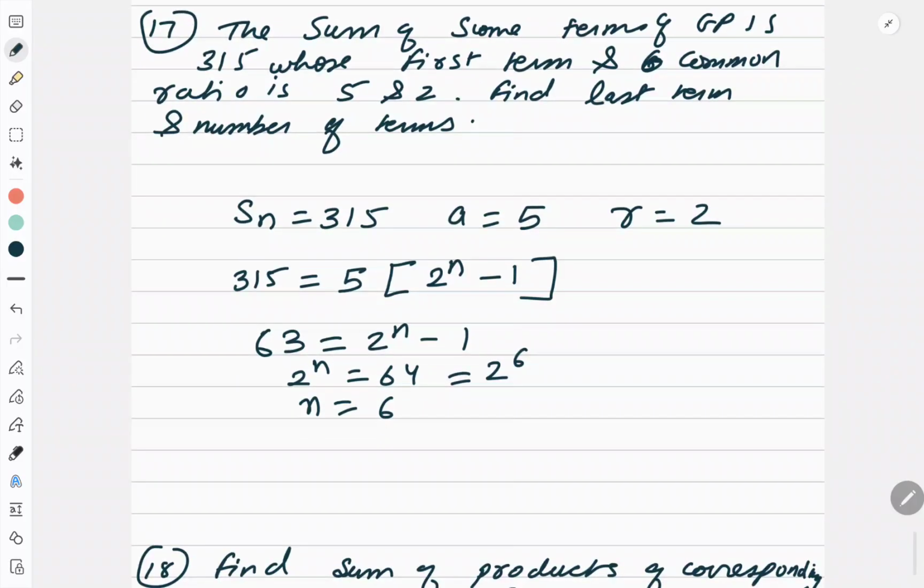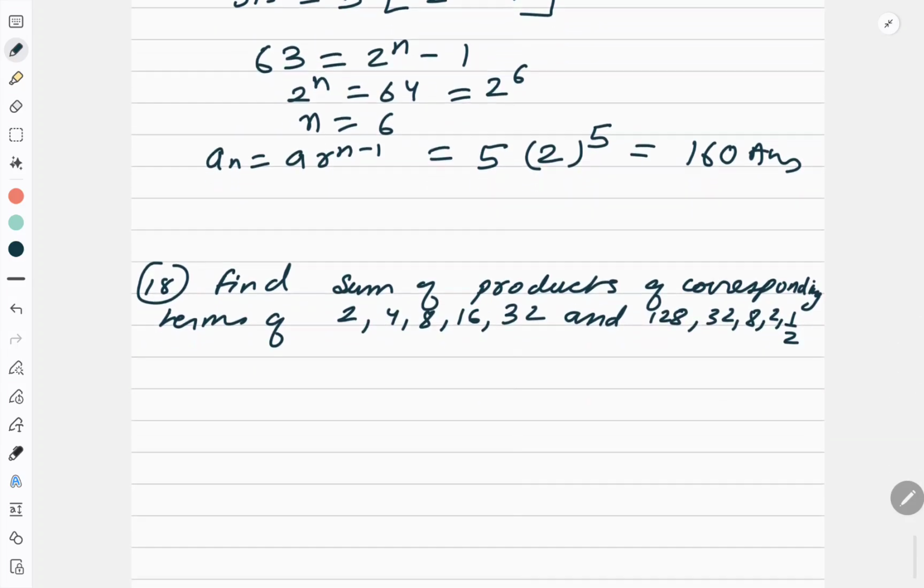So what is the nth term? The last term they are asking. So the nth term is equal to a r to the power n minus 1. So 5 into 2 to the power 6 minus 1, that is 5 into 32, that is 160, the answer. Correct? So questions are very easy. You just have to do it confidently. That's it. Okay. Now this last question is very simple.